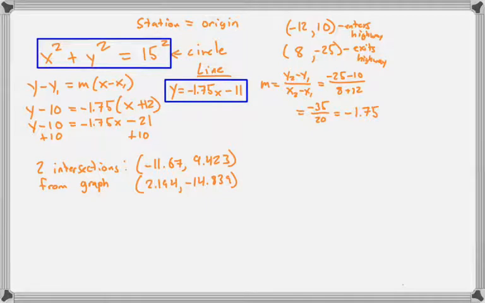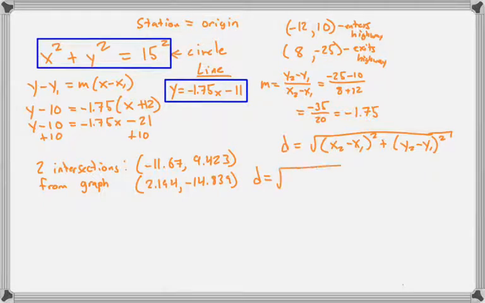We need to find the distance between these 2 points. So we have to use our distance formula. So that's going to be the square root of x2 minus x1 squared plus y2 minus y1 squared. This is going to be kind of ugly just because we have all these decimals in here, but it is what it is. So x2 would be 2.194 minus negative 11.67 squared plus negative 14.839 minus 9.423 squared.